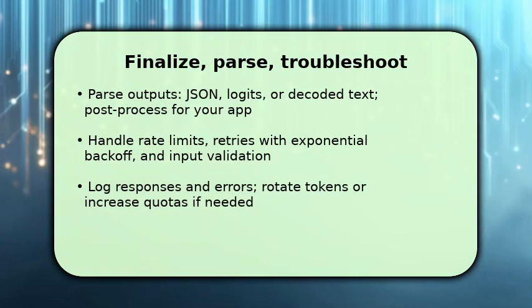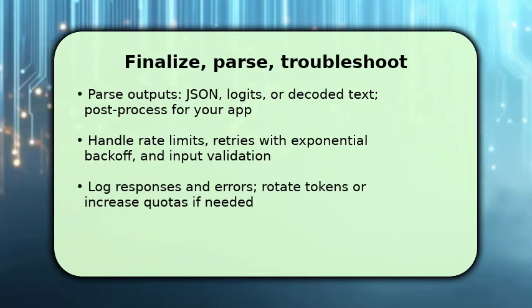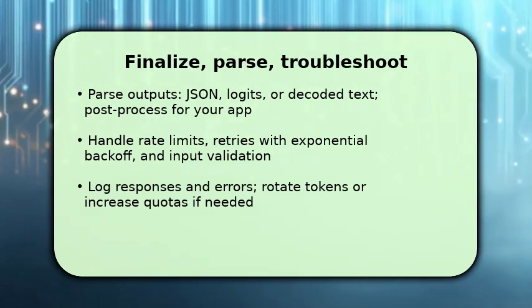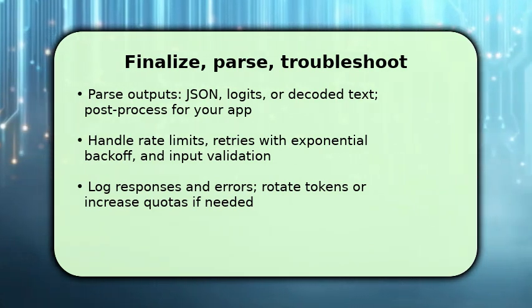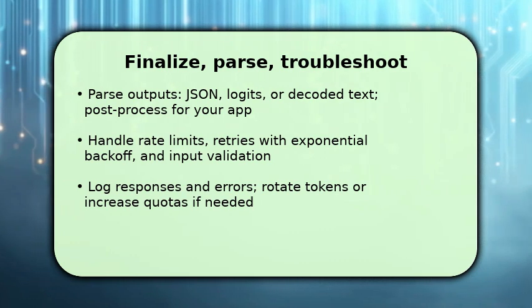Decode tokens to text, normalize probabilities, or save predictions. Once done, integrate retry logic and rate limit handling so transient errors don't break your flow. Exponential backoff prevents hammering the API.